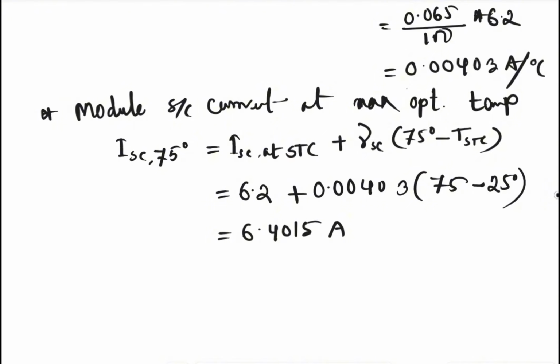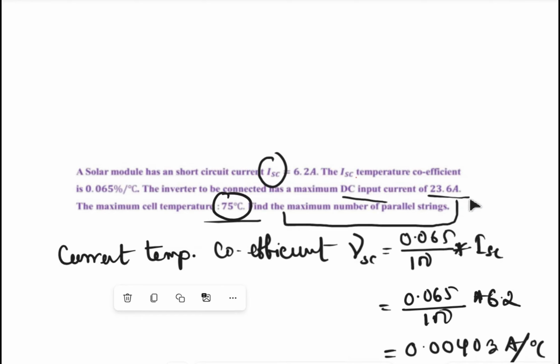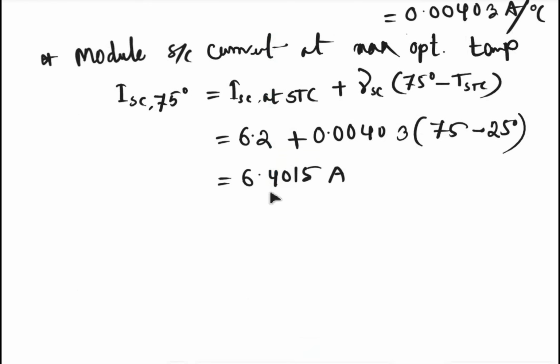Now the inverter maximum DC current is actually given in the question, that is, the maximum DC current for the inverter is 23.6 ampere. So the inverter maximum current is equal to 23.6 ampere. Now it's time to calculate the maximum number of parallel strings.